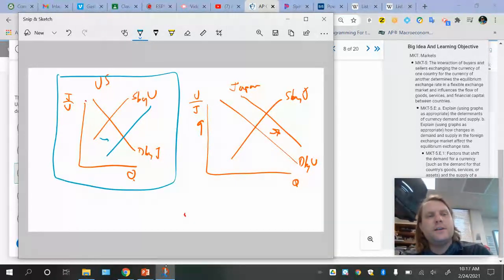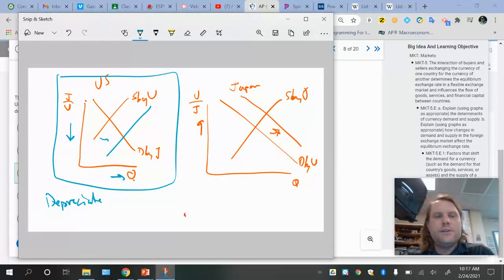We've got a few different things here. We've got some depreciation, right? We've got an increase in the quantity, right? And obviously our decrease in the value also. We gave that term with depreciation.